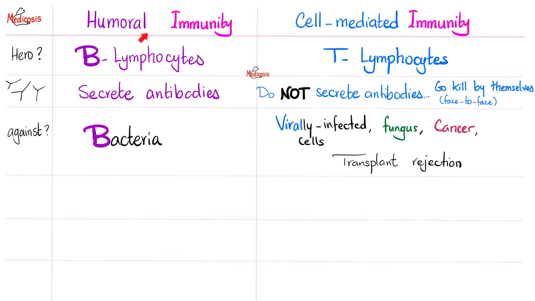Can we compare between humoral immunity and cell-mediated? Sure. Humoral is B lymphocytes, cell-mediated is T lymphocytes, and B lymphocytes fight bacteria by secreting antibodies because they become plasma cells, as you know. How about cell-mediated? They are not for bacteria. They are for viruses, fungi, and cancer cells. They do not secrete antibodies. They go and do the killing by themselves, face-to-face, cell-to-cell. That's why we call it cell-mediated.